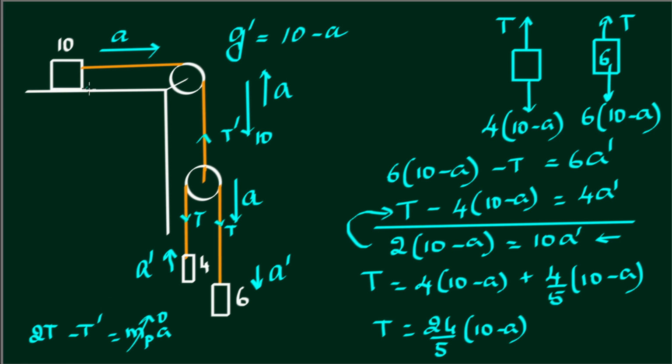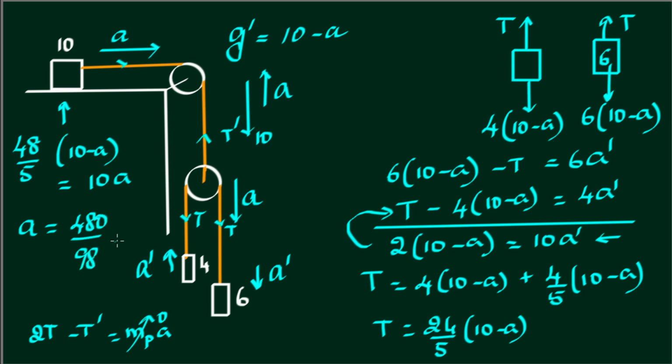Now as far as this block is concerned, we can write down its equation here. T prime is the force acting on it, which is 2 times T. So 48 by 5 times (10 minus A), that is 2 times T, is equal to 10 times A, where 10 is the mass, times its acceleration. We now solve for A, and we get A is equal to 480 divided by 98 meters per second squared. You can simplify this further if you like. I'm going to leave it here.